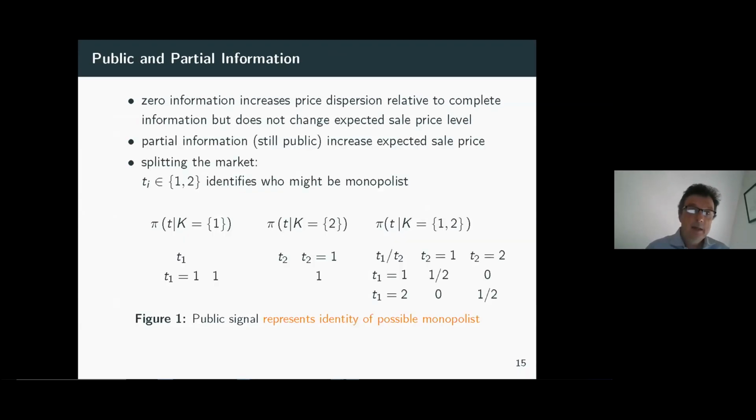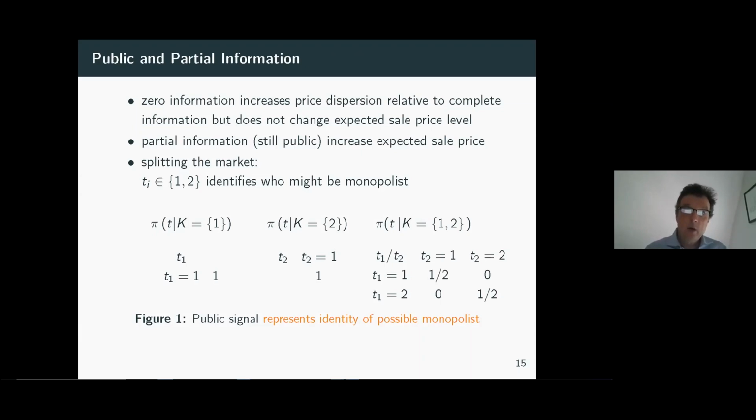And an easier intermediate step might be to think about partial information, but partial information that is still public among the competitors. So the matrix that you see below is simply the information structure that we're suggesting to analyze the situation. So either there's a monopoly, that is, there's just one firm, one or two, that is quoting, or we have indeed an oligopoly, and then the set K is 1 and 2.